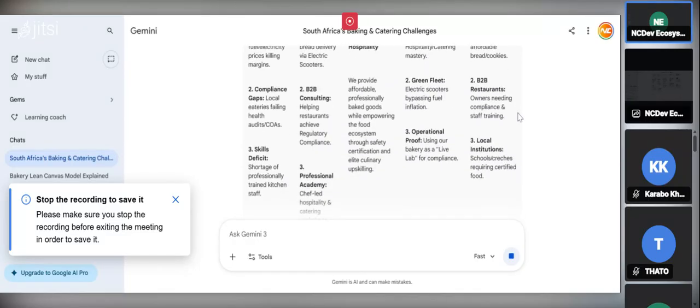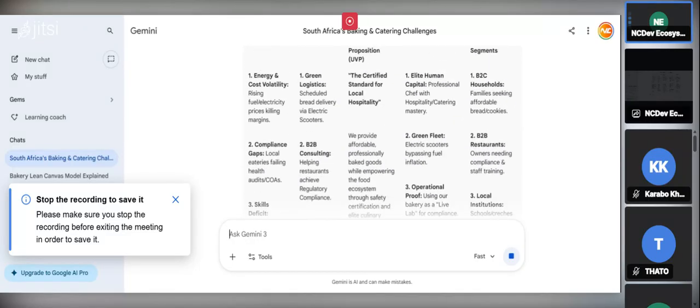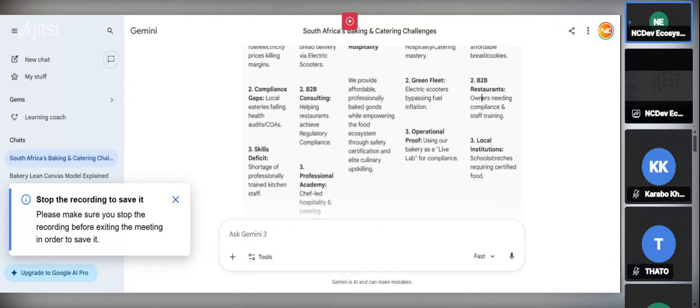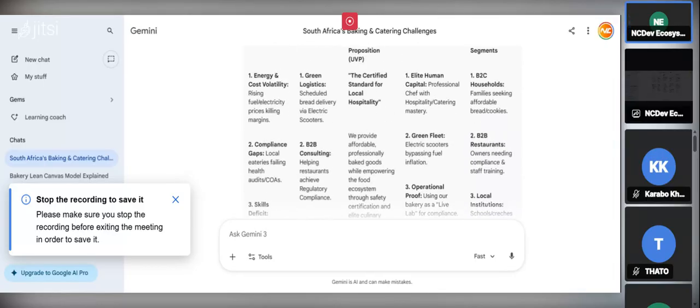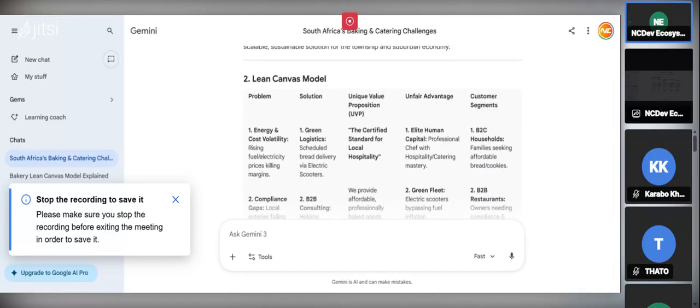Okay, business to consumer, meaning households. We're looking at families seeking affordable bread or cookies. Business to business, restaurant owners needing compliance and staff training. And then local institutions, schools or crèches requiring certified food. So now our business model is coming way better, right?